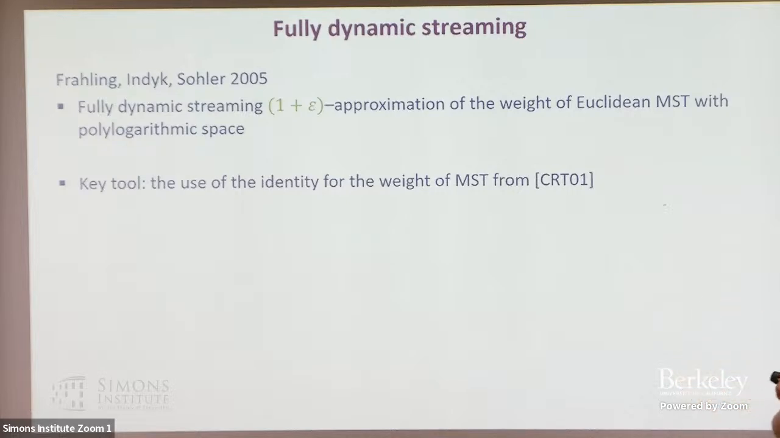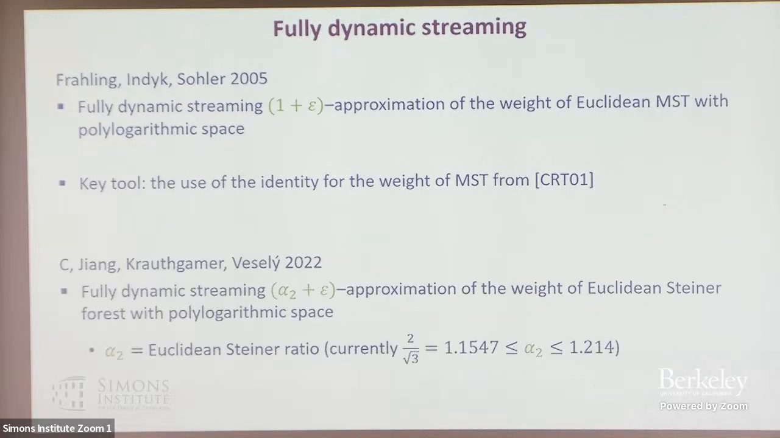So for a long time, people didn't really know how to do fully dynamic streaming MST. And then there was a paper by Frahling, Indyk, and Sohler, who gave a 1 plus epsilon approximation algorithm for approximating the weight, the cost of MST in polylogarithmic space. So this is Euclidean MST. A few years ago, there was also some further extension.